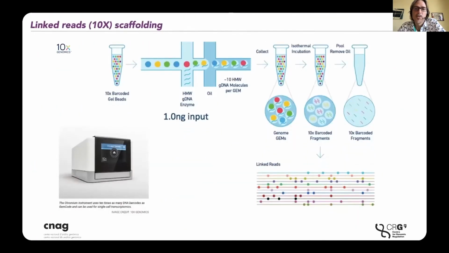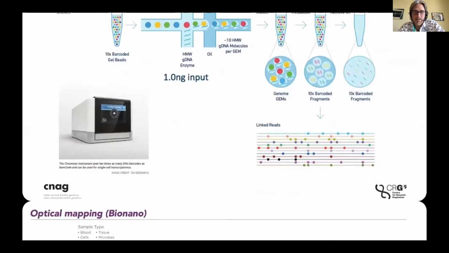Then we're ready to do additional scaffolding with other long-range technologies. So even though the long reads are really good, we can use several other techniques to boost this to get to the chromosome scale. One method that we've been using in the last year or so, even though it may be discontinued, is linked reads. Linked reads from 10x Genomics allow us to further scaffold the assembly, kind of to an intermediate scale.